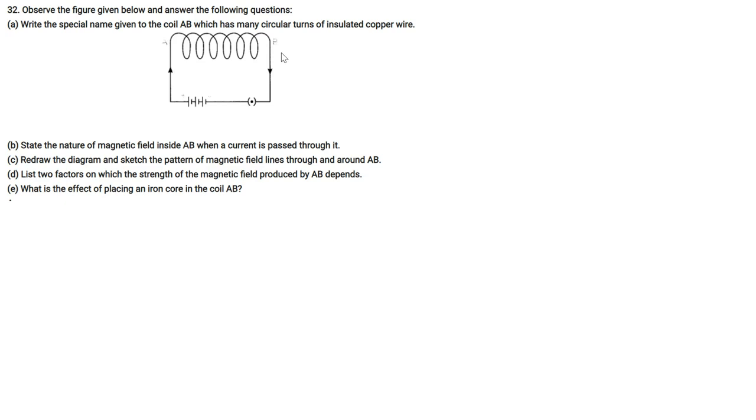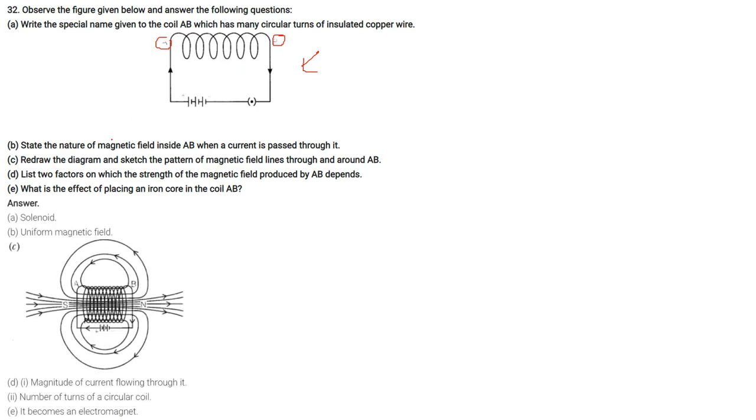We have to observe this figure and answer certain questions. Write a special name given to the coil AB. This is A, this is B, which has many circular turns of insulated copper wire, and this is known as a solenoid. State the nature of magnetic field inside AB when a current is passed through it. This will be a uniform magnetic field, as you see here also. Redraw the diagram and sketch the pattern of magnetic field lines through and around AB. Through AB it will be like this, almost straight lines, and at the edges they will form a continuous, roughly circular shape.